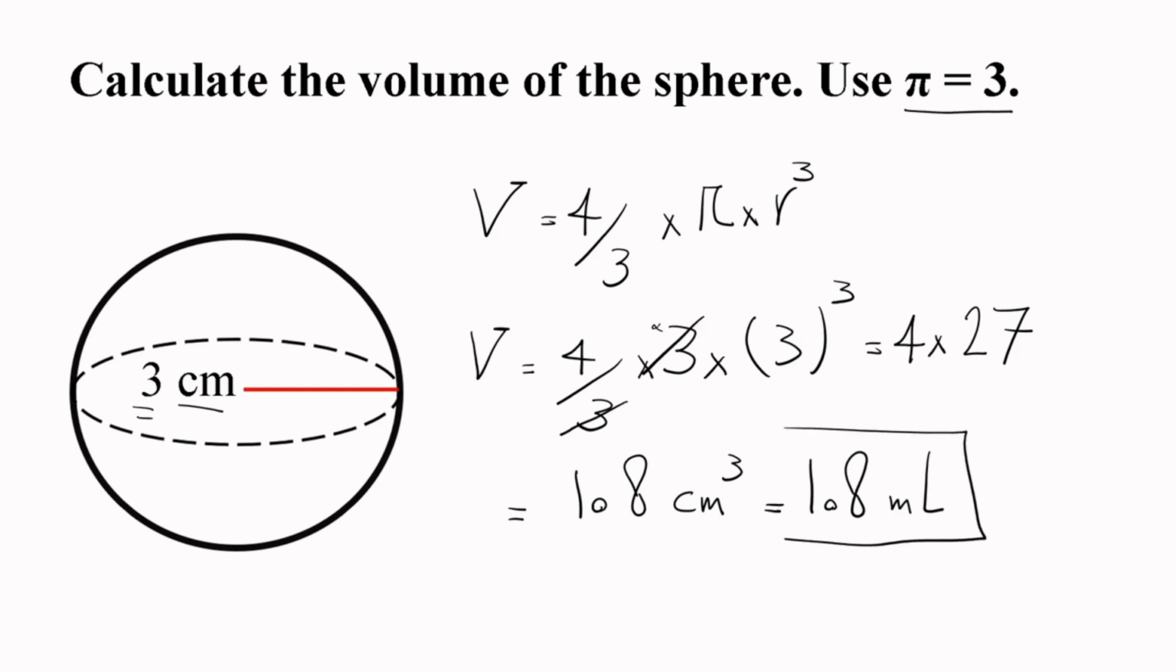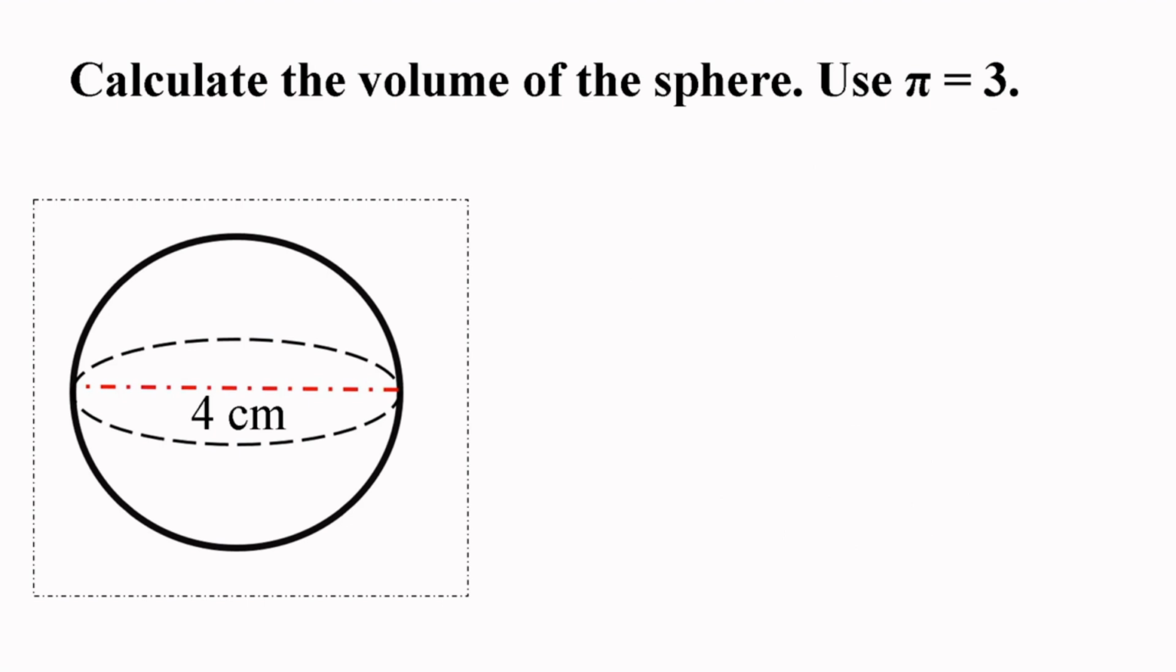Really easy. Here I have another example. Again, I'm going to start with writing the formula: 4 over 3 times pi times radius to the power of 3. But this time I do not have the radius. As you can see, I have the diameter, and I'm not going to rewrite the formula based on the diameter because it's going to be time consuming. The only thing that I need to do is dividing this by 2, and I'm going to have 2 centimeters, and this is going to be the radius.